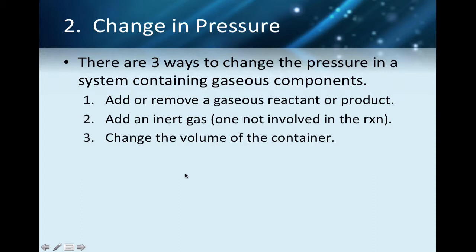All right, the second way we can change equilibrium is to affect the pressure. There are three ways that we can change the pressure in a system, and that's in a system containing gaseous components, because we have to have pressure and there has to be gas. You can either add or remove gaseous reactant or product. You can add an inert gas, and an inert gas is one that's not involved in the reaction. Usually it's a noble gas. And then we can change the volume of the container.